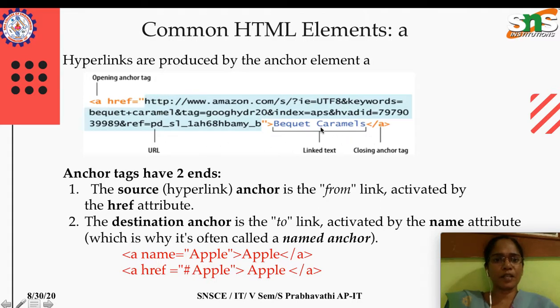Apart from taking us to different web resources, we have one more way of using the anchor tag. In the same page, it will take us to different sections by using the destination anchor. So far this example is for the source anchor. Anchor tags have two ends. One is the source anchor, the link activated by the href attribute. And we have another way of using the anchor tag. The destination anchor is the link that will be activated by the name attribute, or the id attribute is also there. I'll show you the demo for both.